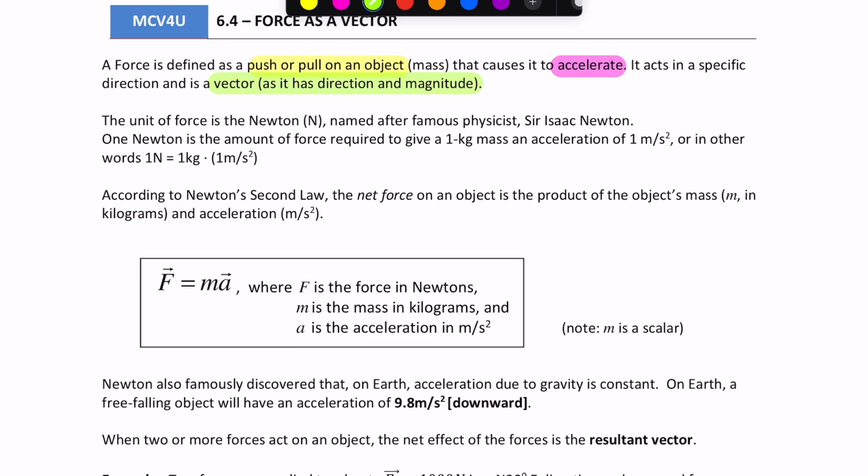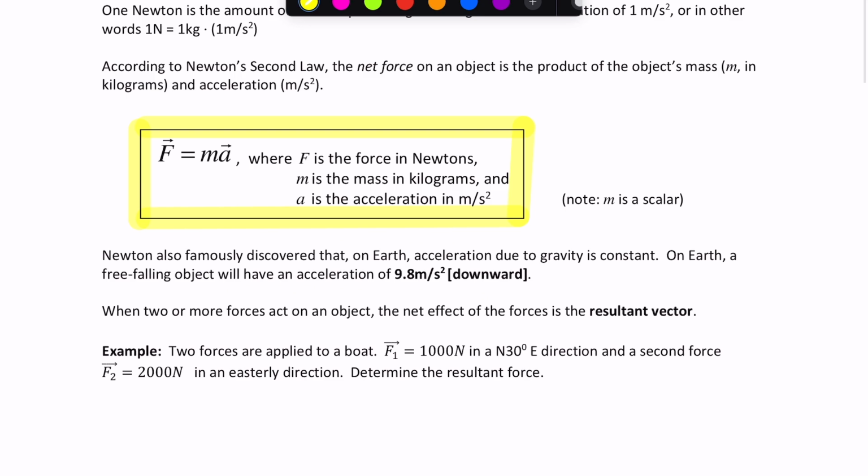So here, force again is equal to mass times acceleration, where F is the force in newtons, m is the mass in kilograms, and a is the acceleration in meters per second squared. And a note here, mass is a scalar quantity because it has no direction. Newton also famously discovered that on Earth, acceleration due to gravity is constant, and so on Earth, a free-falling object will have an acceleration of 9.8 meters per second squared in the downwards direction.